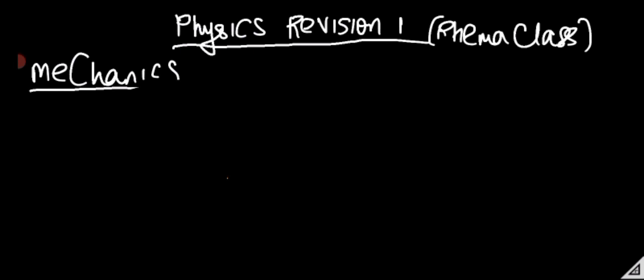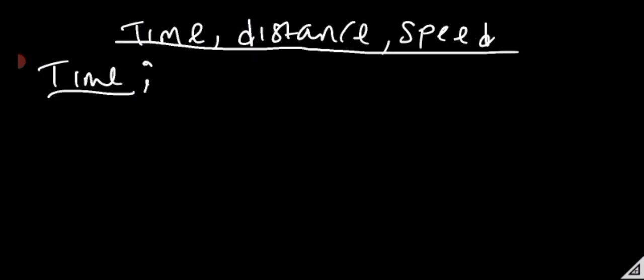Types of motion. So the next part we'll talk about in this physics revision class, still under mechanics, is time, distance, and speed. So next we'll talk about time, distance and speed. The first one we'll talk about is time.